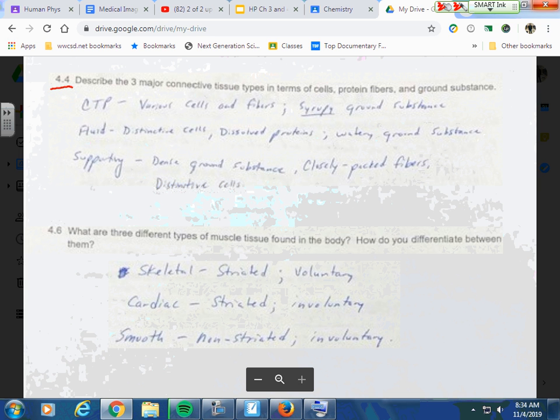It's talking about the three different types of connective tissue in terms of the three main components of connective tissue. That is the ground substance, which is kind of the surrounding substance, the protein fibers, and the types of cells that we have. Sometimes it's just a wide variety of cells. Like in the connective tissue proper, it says various cells and fibers, kind of diverse, not specific.